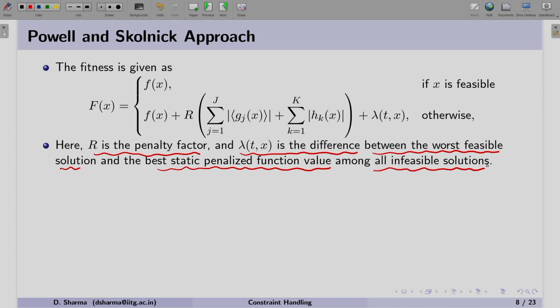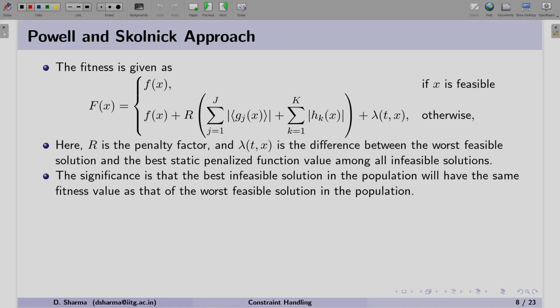So, here we can see that the value of lambda will be calculated with respect to the worst feasible solution in the given population at the current iteration, say t. Similarly, in the same iteration, what is the best infeasible solution? We have to choose or find that carefully, and that will represent the value of lambda here.